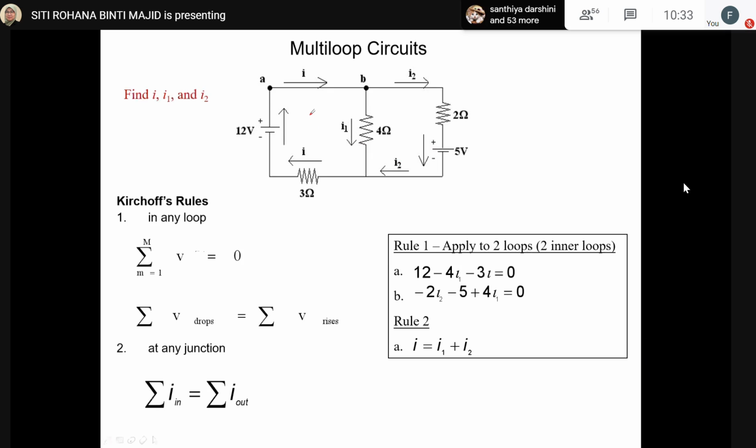So for loop A, here we have 12 minus 4I1 minus 3I. This one is I, and this one is I2. At any junction, total current in equals total current out, I2 and I1. So that's why we get I equals I1 plus I2. Then this I, we can substitute into here, which is 3I.